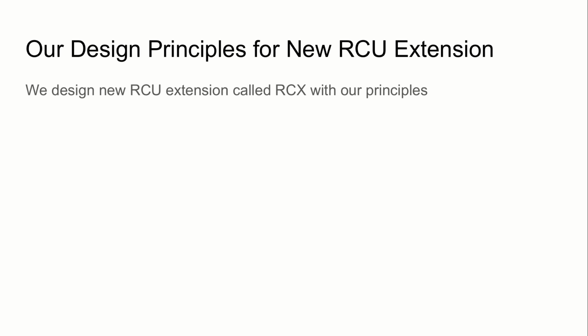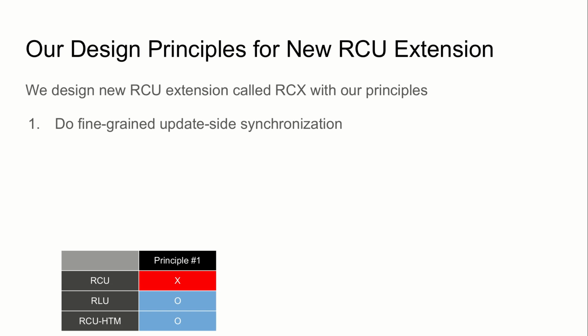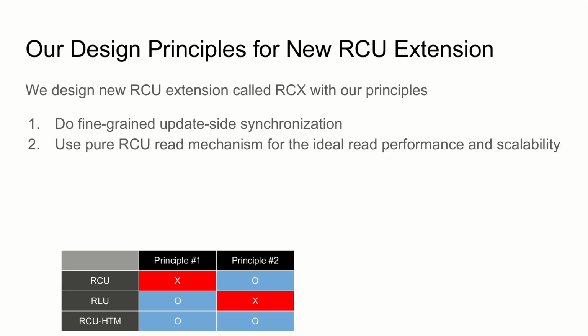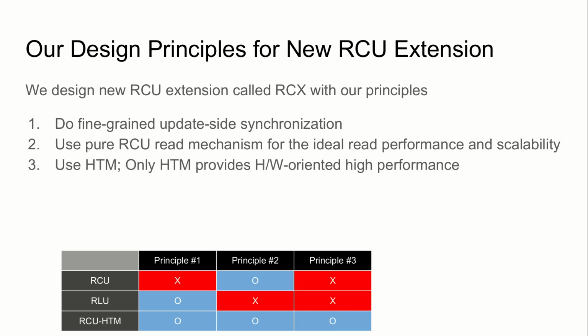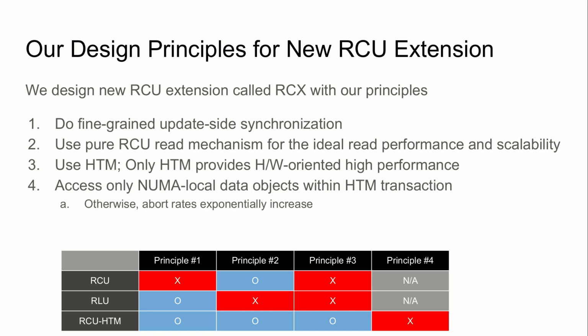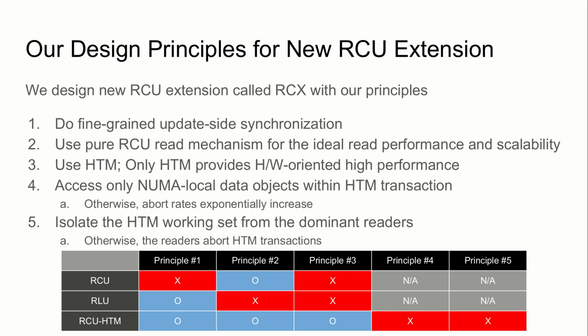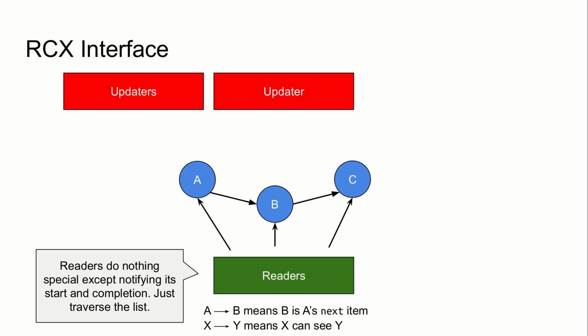To this end, we designed a new RCU extension called RCX with our principles. First, do fine-grained update-side synchronization. Second, use a pure RCU read mechanism for ideal read performance and scalability. Third, use HTM. Only HTM provides hardware-oriented high performance. Fourth, access only NUMA-local data objects within an HTM transaction, otherwise overheads exponentially increase. Finally, isolate the HTM working set from the dominant readers, because the readers can abort HTM transactions otherwise.